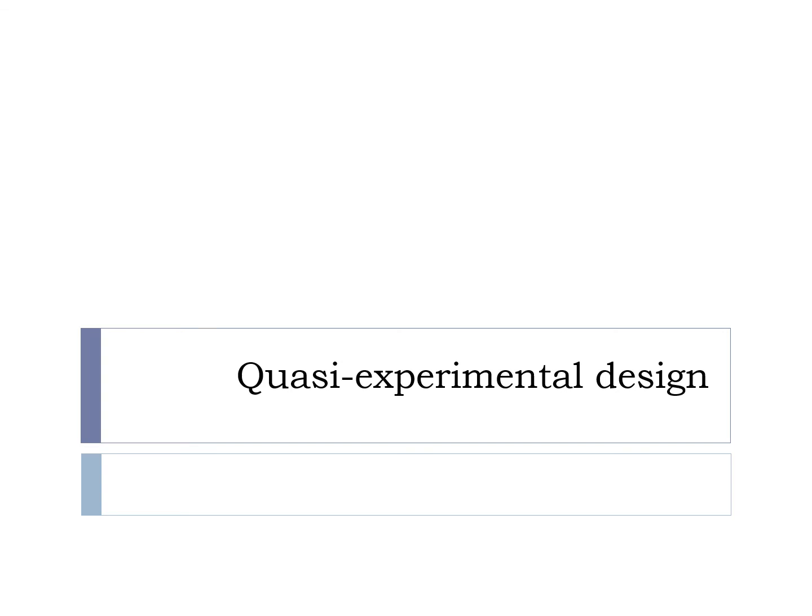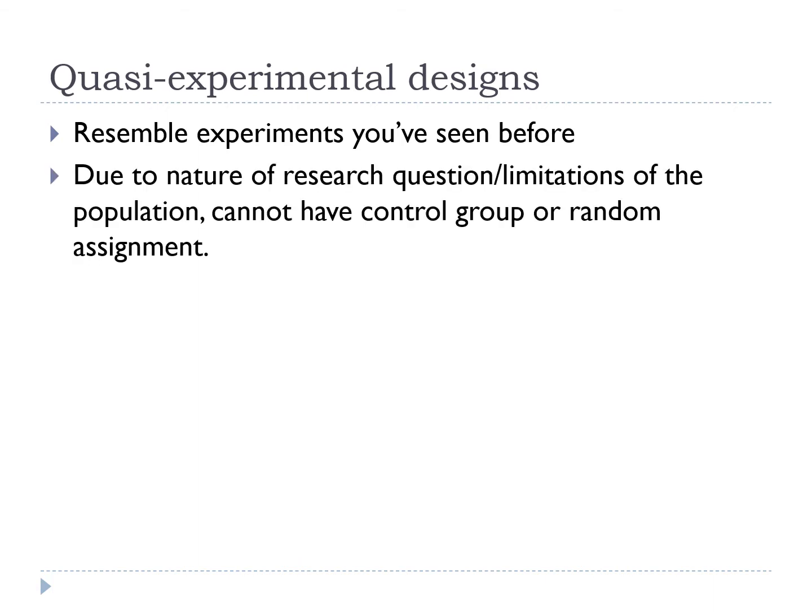So we're going to go ahead and head into quasi-experimental designs for this particular unit. When it comes to quasi-experimental designs, there's a few things to keep in mind. First of all, a lot of these designs are going to be fairly similar to experiments that you've seen before. But what it does is recognize that you can't always have a control group or random assignment.